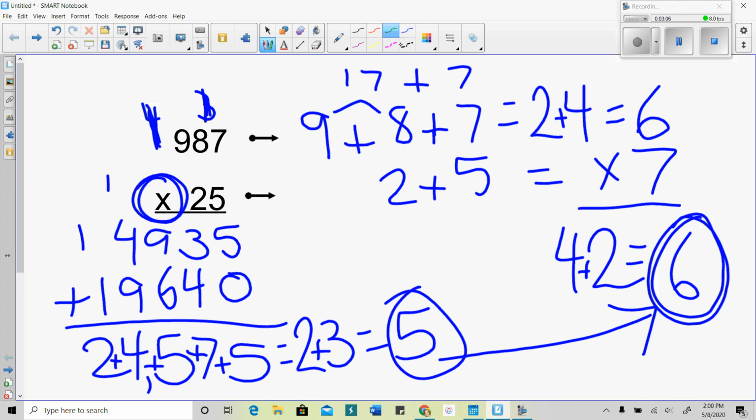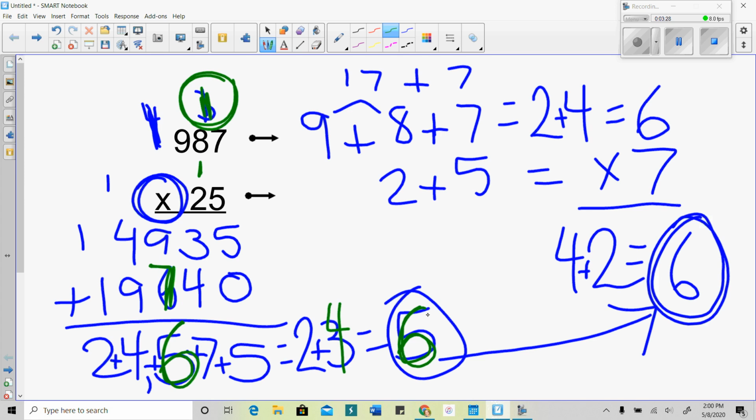And then I would go back and check over my work, and you probably saw it when I did it. 2 times 8 is 16, but then I forgot to add the 1 that I carried. So this should actually be a 7. Okay, and that means this would be a 6. And then if I re-add it, I would get 24, and the digital root would actually be 6.